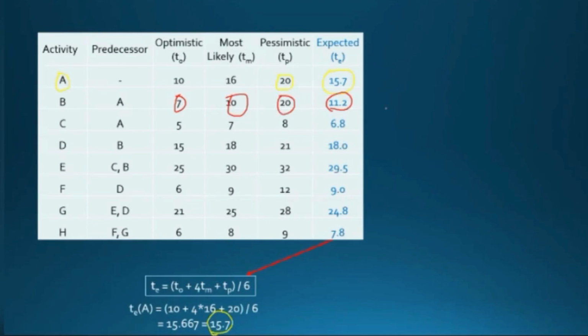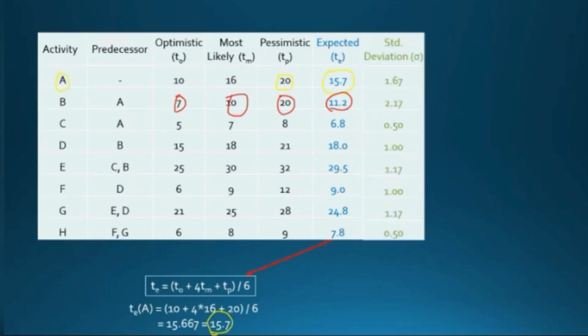Now, in the same method, we need to calculate the standard deviation and variance. First, we'll calculate the standard deviation. The standard deviation formula is TP minus TO, divided by 6. For example, for activity A, TP is 20 and TO is 10. 20 minus 10 by 6 is 10 by 6. So how much is 10 by 6? 1.67.